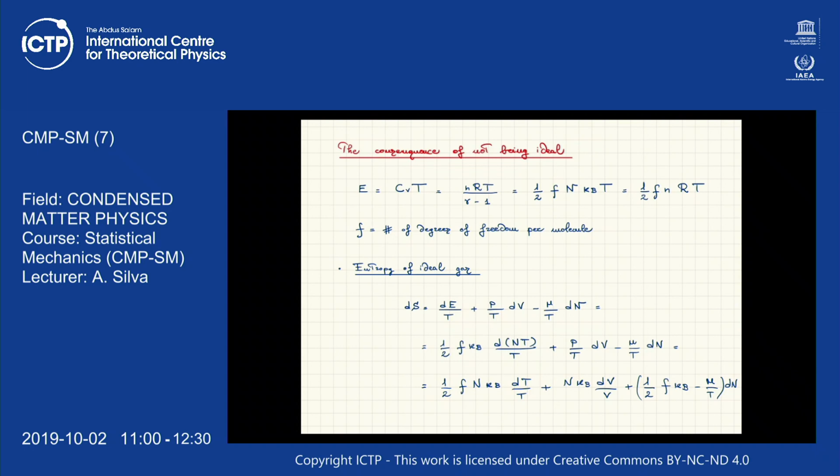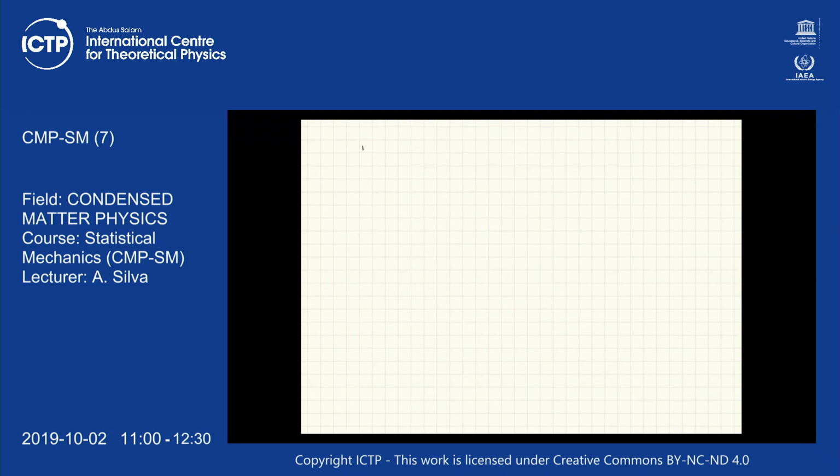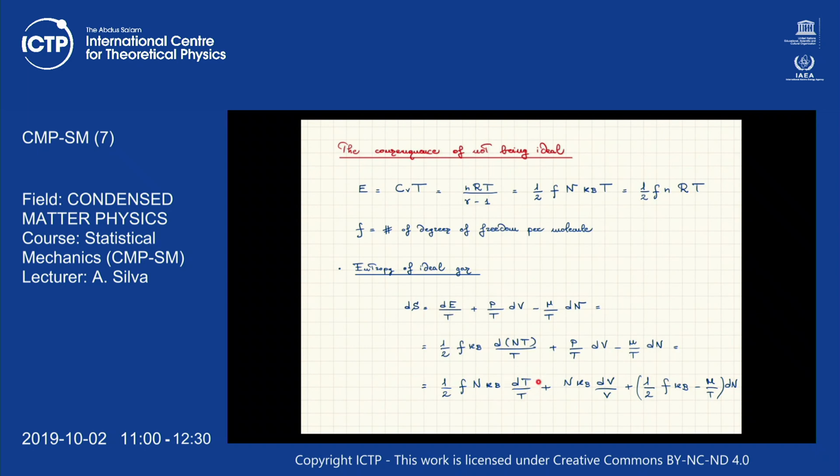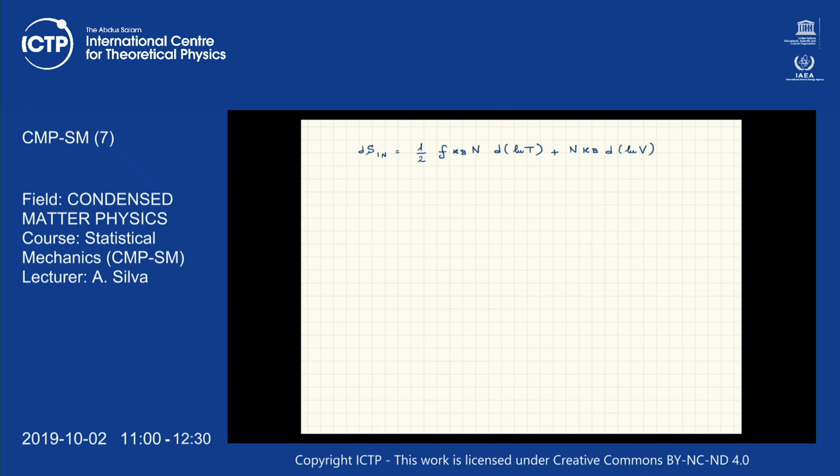Now, if we fix the number of particles, the differential dS at fixed number of particles can be written as 1/2 F k Boltzmann N times the differential of the logarithm of T, plus N k Boltzmann times the differential of the logarithm of V. That is because we have this dV over V and dT over T. Okay? Great. So now what do we do with this? We integrate.